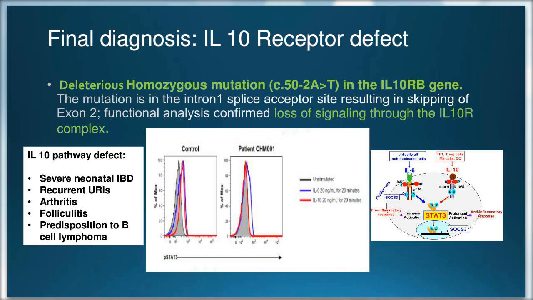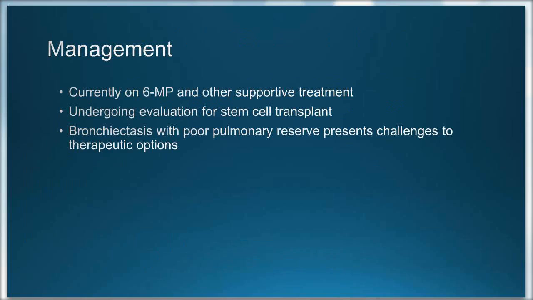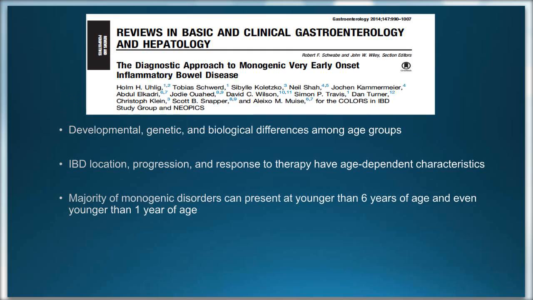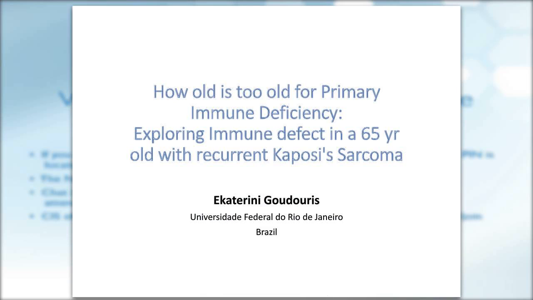I think we have very interesting points here, and we could keep going and discuss this case, but we need to move on to the next case. So thank you very, very much, Lahari. We're moving to the next case, which is on the other end of the spectrum, with a late onset immune problem, or kind of immune problem. So I would like to welcome Dr. Ekaterini Goudouris to present her case. If we can switch slides to the presentation, that would be great.